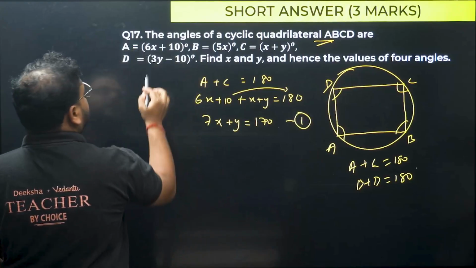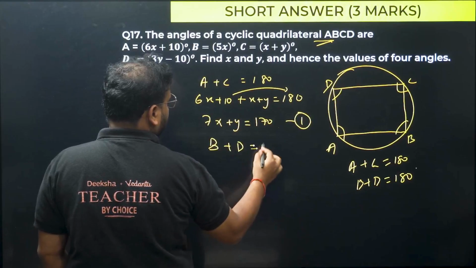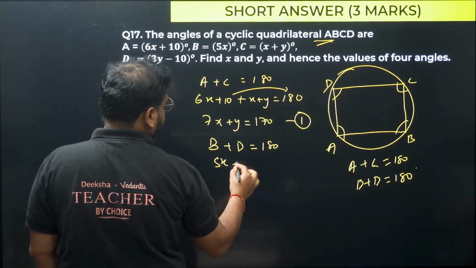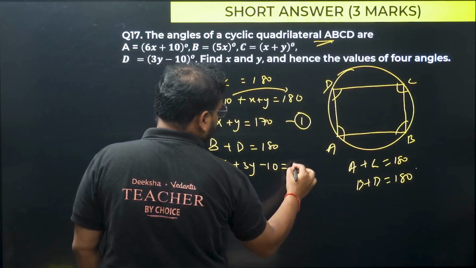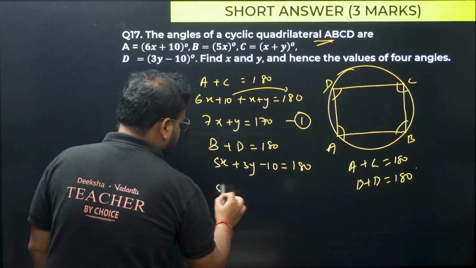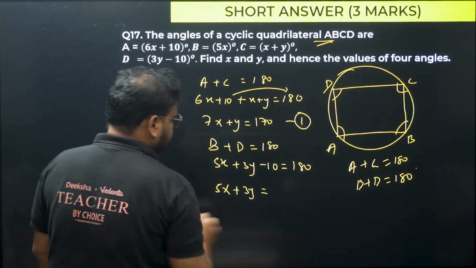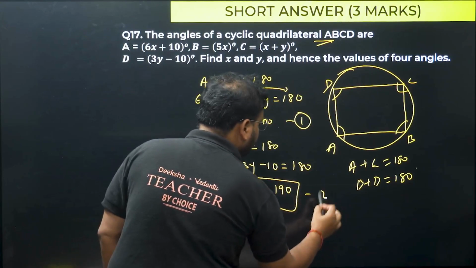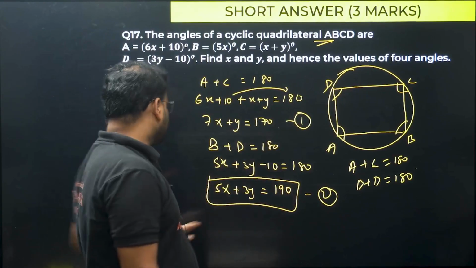Equation number 2, you check. B plus D. What I get? B plus D equal to 180. One more time. So I get 5x plus 3y minus 10 equals again 180. I'm getting over here, please check, 5x plus 3y equal to what? 190. Equal to 190. Equation number 2. Correct? 1 is here, 2 is here.